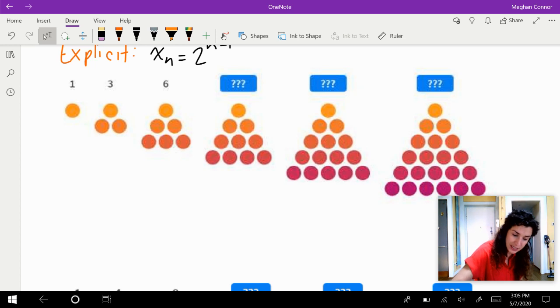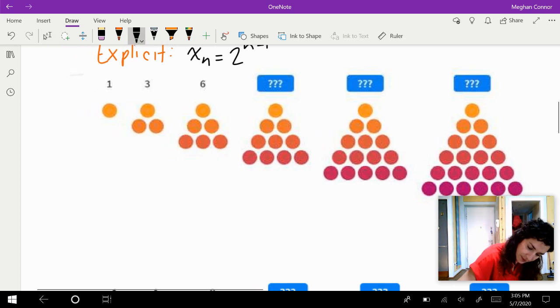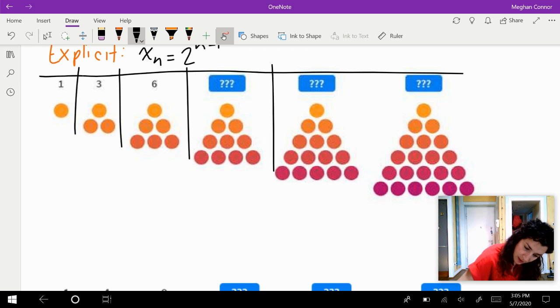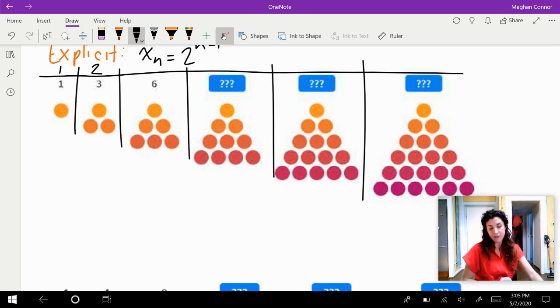Here, if we turn this into a table, our first term is 1. Our second term, though, we take the previous number and now we add 2. Our third term is we take the previous number and now we add 3. Our fourth term is we take the previous number and now we add 4.